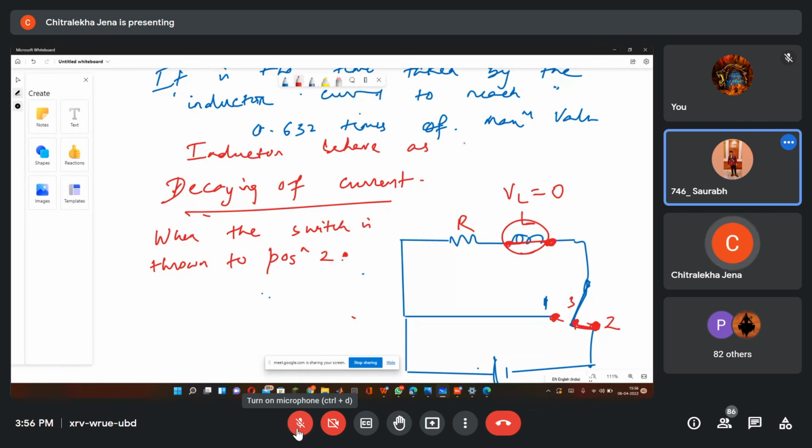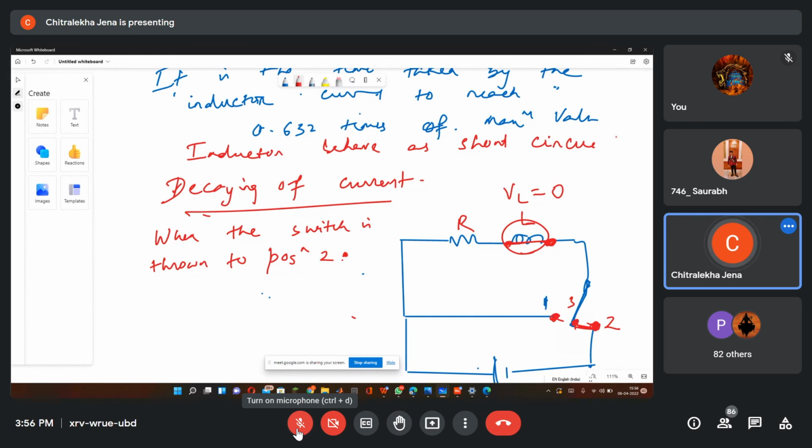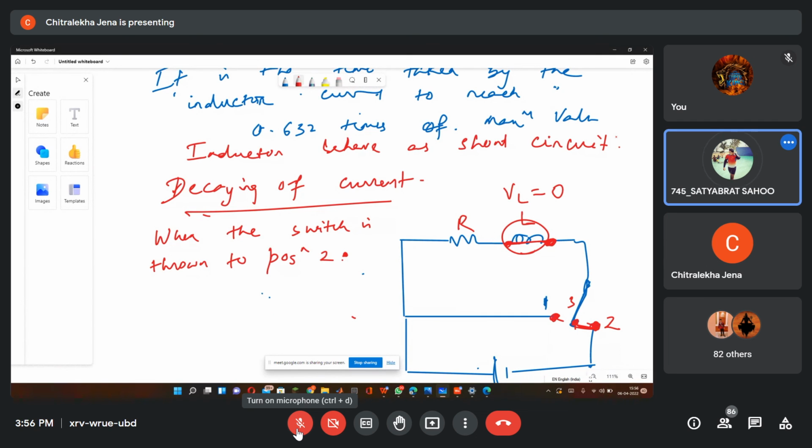Behave as a short circuit. You can do this thing in the lab: just give some voltage to an inductor, and you will see it will act as a short circuit. That means it will act as a pure conductor. It will not work; the function of the inductor won't be performed, it will behave as a simple conductor. Understood or not? Got it or not? Or again I will tell you. No ma'am, got it.